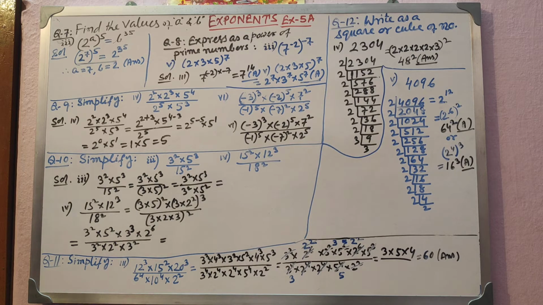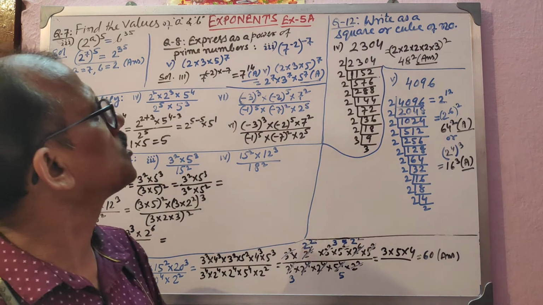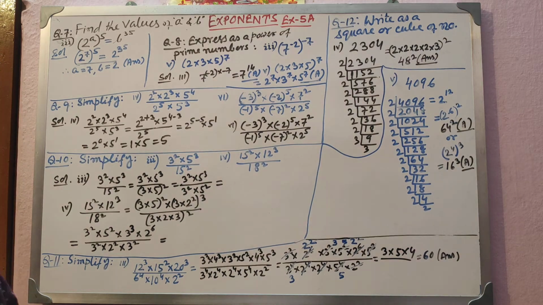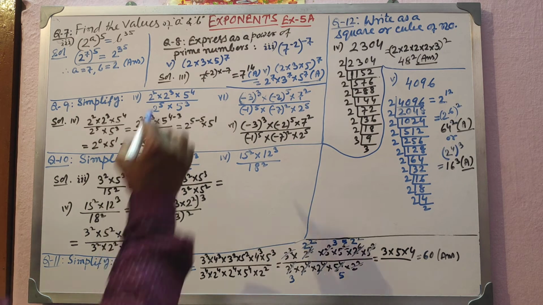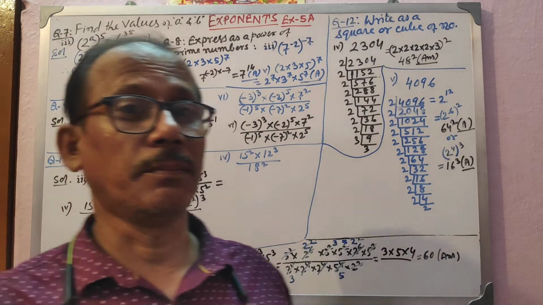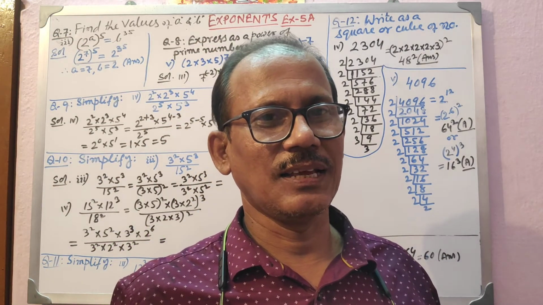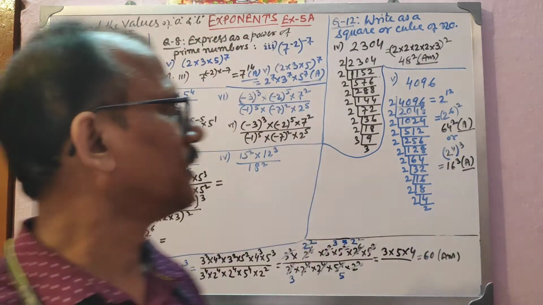Moving on to question number 8. Question number 8 says to express as a power of prime numbers. You have to make the base a product of prime numbers, whatever the power comes, and that you have to do.